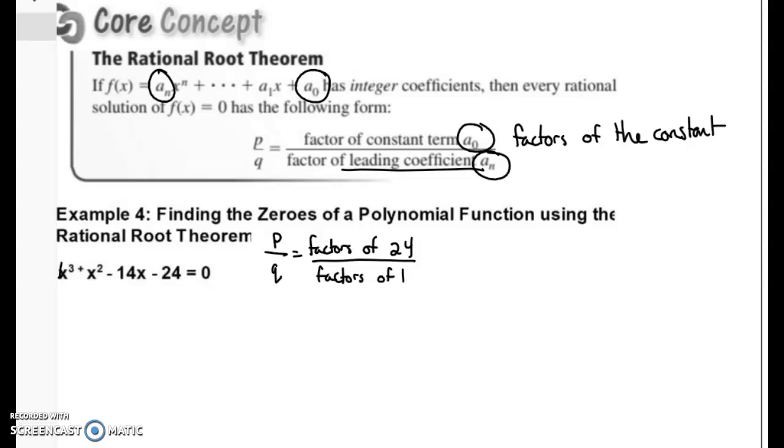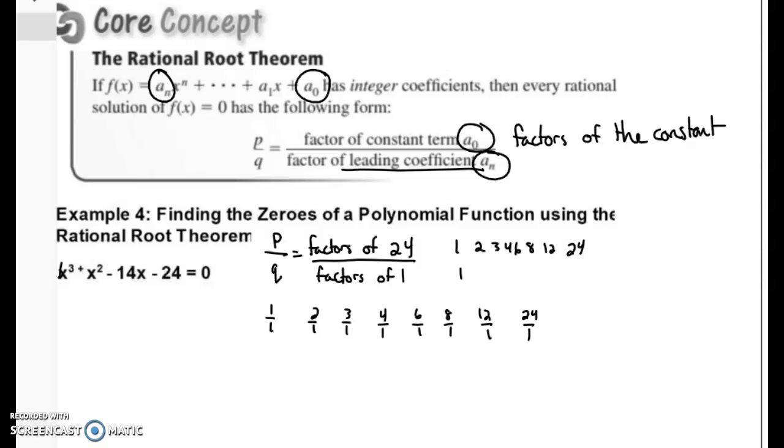All right, so think about this. The factors of 24, things that multiply to 24, are 1 and 24, 2 and 12, 3 and 8, and 4 and 6. Those are all the factors of 24. Now the factors of 1 are easy. It's just 1 because 1 times 1 is 1. So what this tells us is that the possible zeros can be 1 over 1, 2 over 1, 3 over 1, 4 over 1, 6 over 1, 8 over 1, 12 over 1, and 24 over 1.